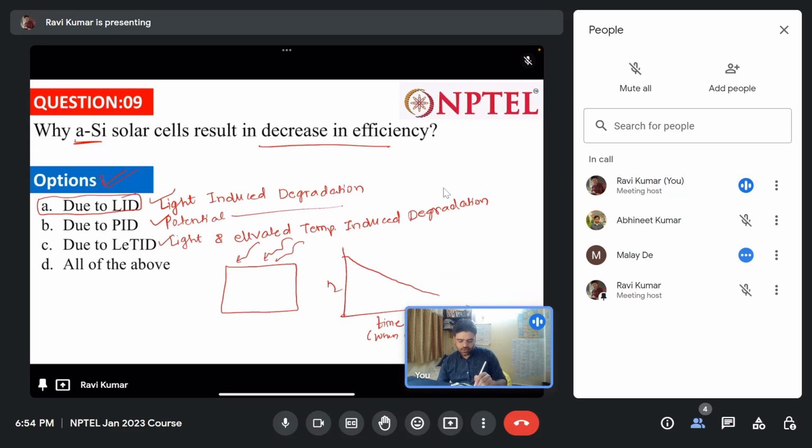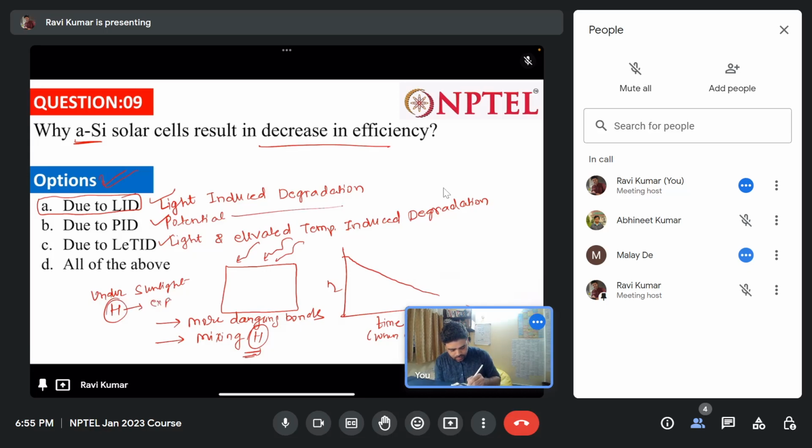I told you in amorphous silicon, there are more dangling bonds. And these dangling bonds are being prevented from recombination by mixing hydrogen. And under sunlight exposure, this hydrogen converts to H2, a gas.